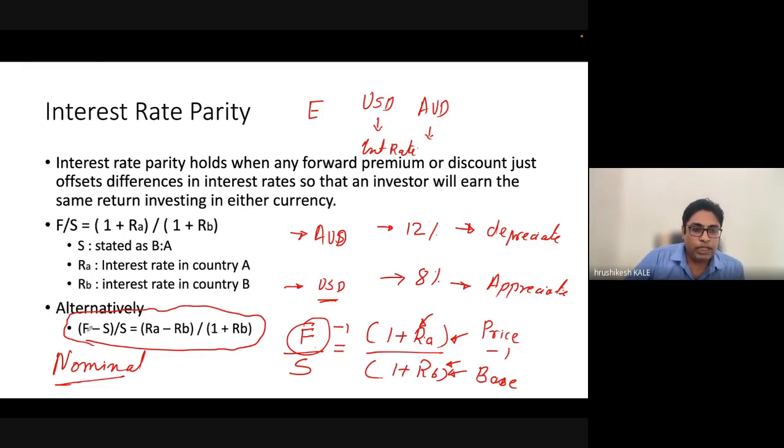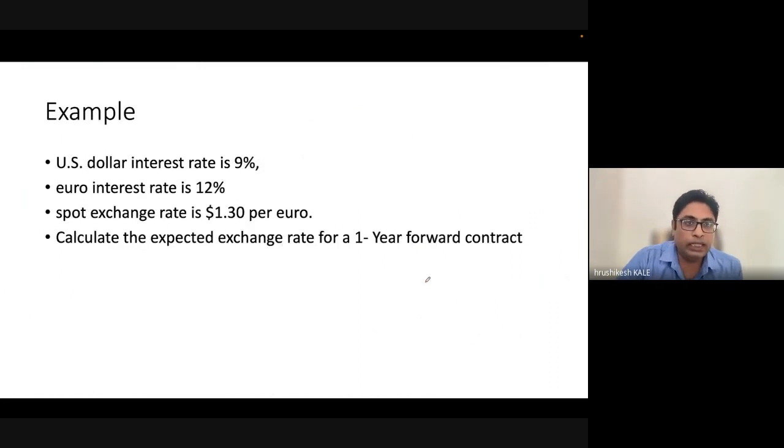That is, forward rate minus spot rate upon spot rate is nothing but the change in currency, which is the interest rate differential upon 1 plus the base currency rate. So that's the idea of interest rate parity. I'm repeating again, interest rate parity tells us that the depreciation and appreciation of a currency pair is dependent on the nominal interest rates of the currency pair. The currency which has the higher interest rate will depreciate more as compared to the currency which has the lower interest rate. Let's take an example to understand this.